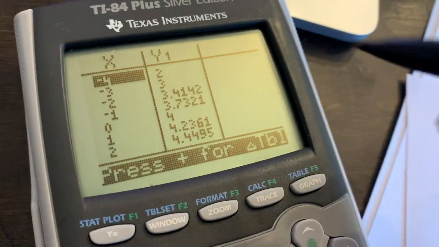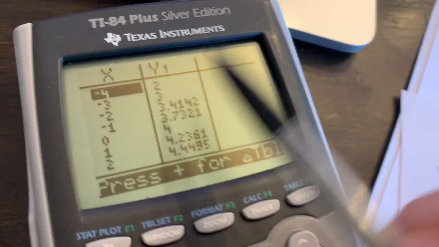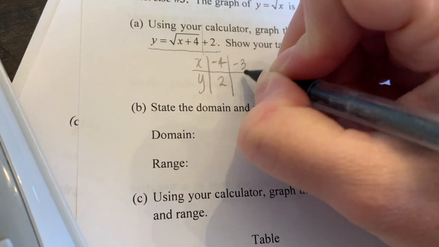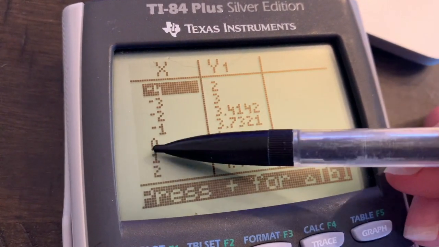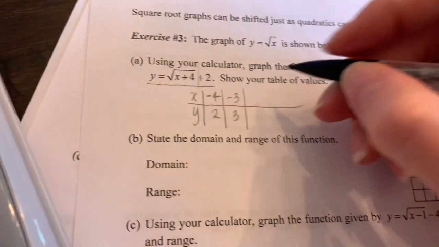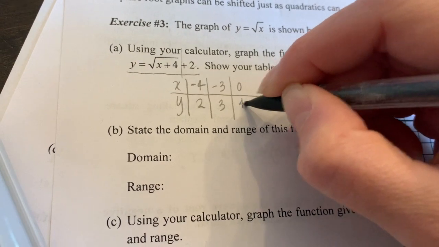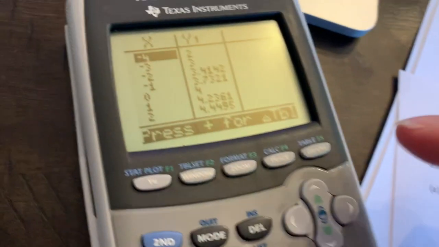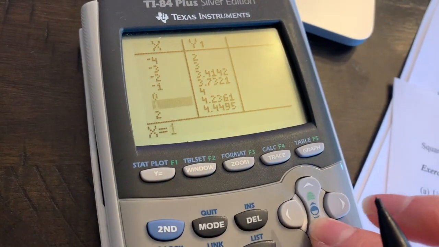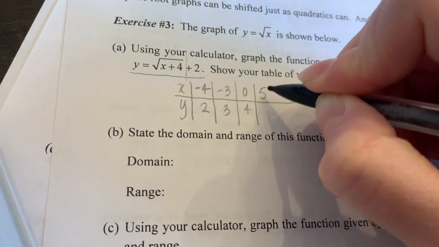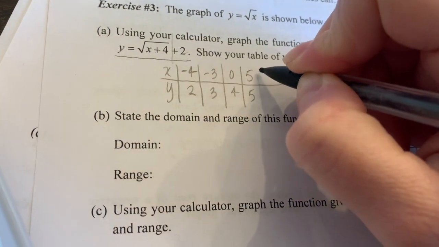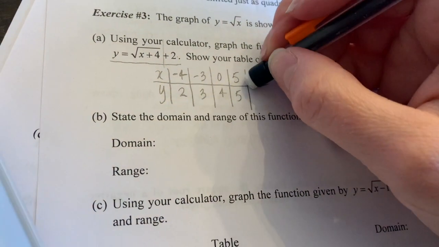The next whole number value I get is -3 and 3. I'm going to skip over -2 because that's a decimal, and -1. I'm going to go to 0 and 4. And let's see if we can find another whole number value somewhere. 5 and 5, perfect. And let's stop there. That's a good number.